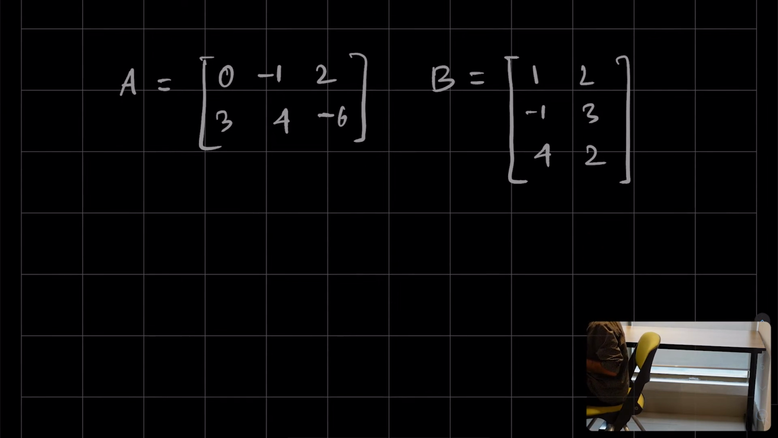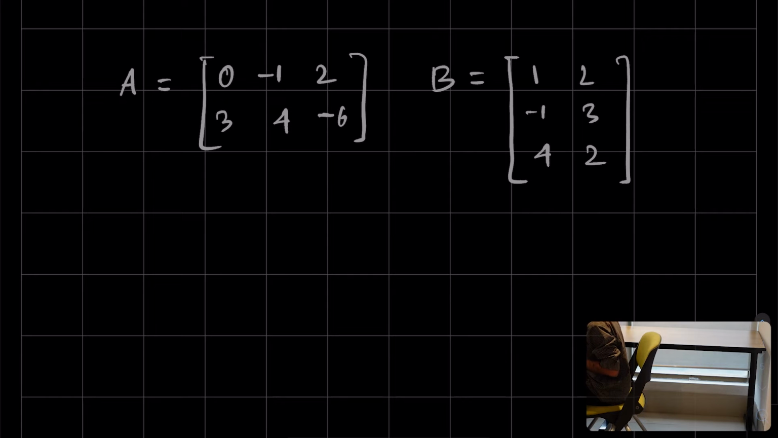Now, without even multiplying these two matrices, we know the size of the resultant matrix, right? First, it is possible that these two matrices can be multiplied. The number of columns in the first matrix is 3, and the number of rows in the second matrix is 3. Since these two numbers match, we can definitely multiply these two matrices.